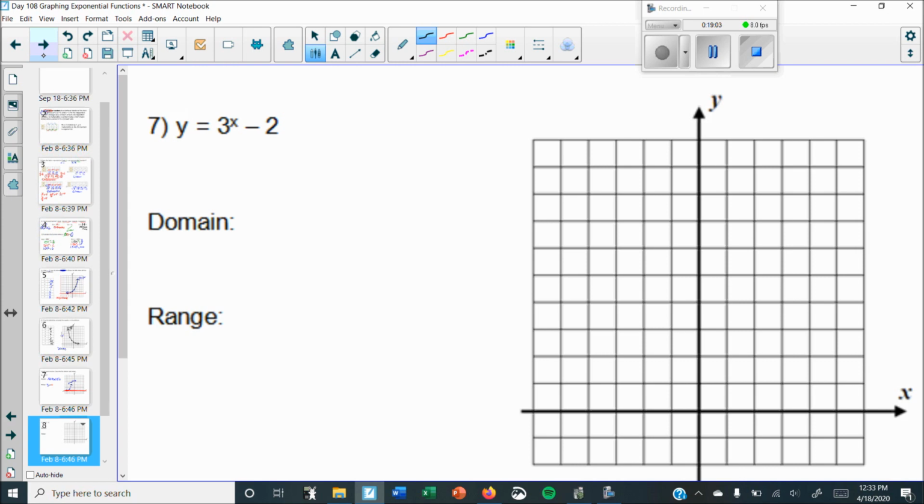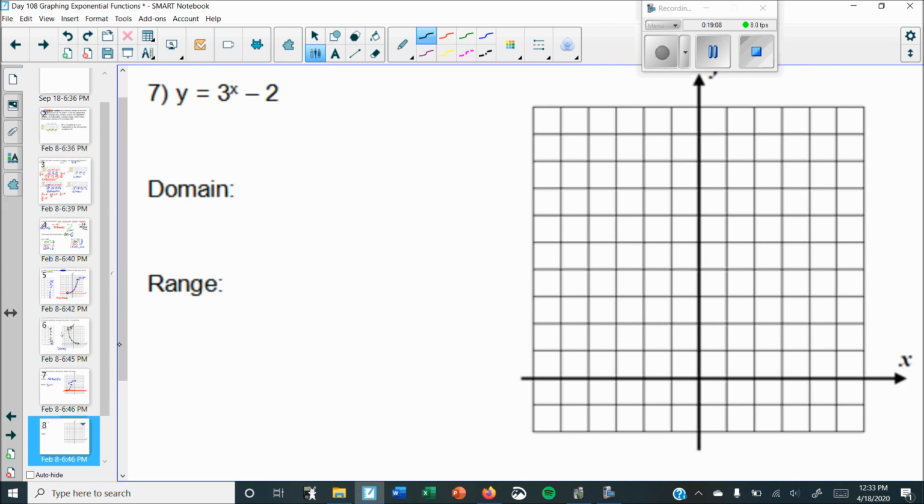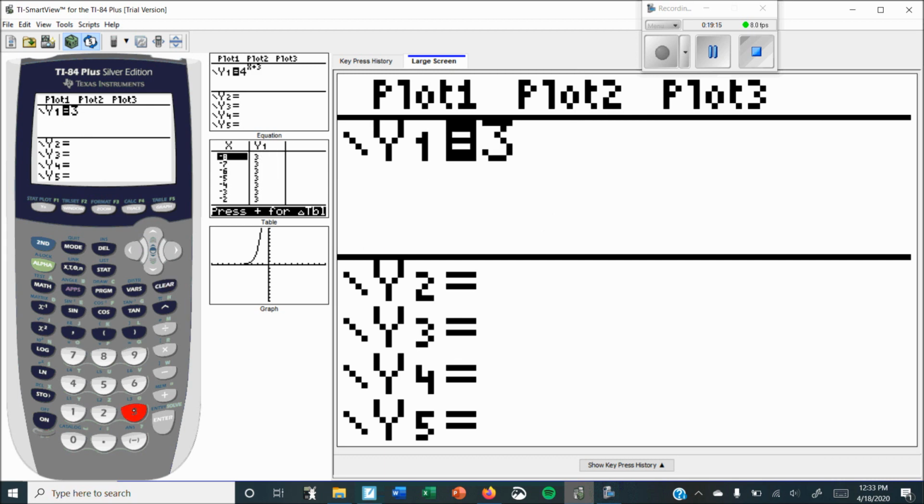Here's an example where all the examples we've had have been curving at 0. I don't want you to think it always curves at 0. So here's an example where it won't. So let's type this one in. It's y equals 3 to the.